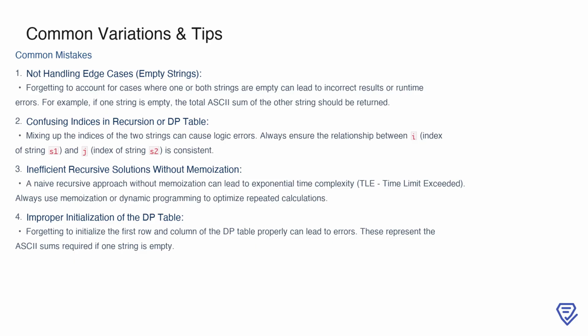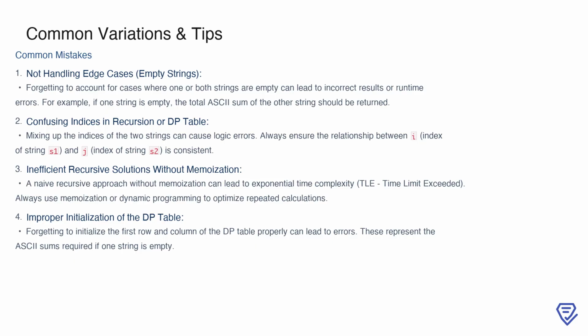When tackling this problem, there are several common mistakes to watch out for. First, not handling edge cases, like when one or both strings are empty, can lead to runtime errors or incorrect results. If one string is empty, the ASCII sum of the other string should be returned since all characters need to be deleted. Second, it's easy to confuse the indices when implementing recursion or filling out the DP table. Always ensure the relationship between the indices of the two strings, i for s1 and j for s2, is consistent.